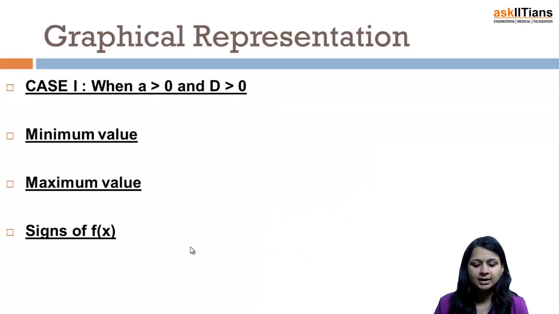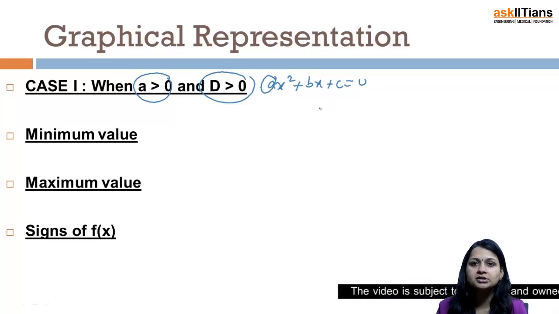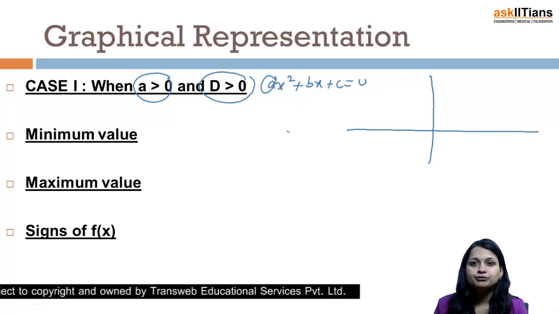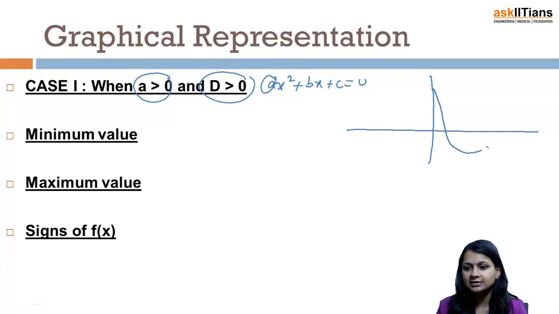Now in the first case I am talking about a case wherein we have a greater than 0 and D greater than 0. Now suppose I have an equation ax² + bx + c = 0. So a in each case represents the coefficient of x², and D represents the discriminant. If a is positive and the discriminant D is also positive, in that case I have a graph which looks like a parabola with mouth upwards. Okay, so I will make it like this.